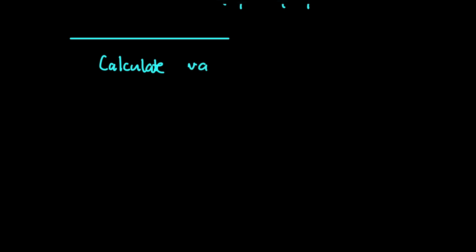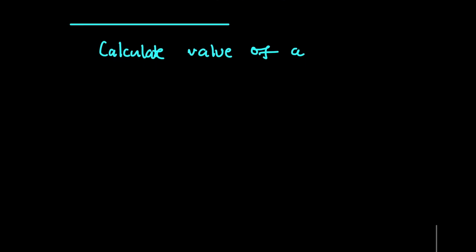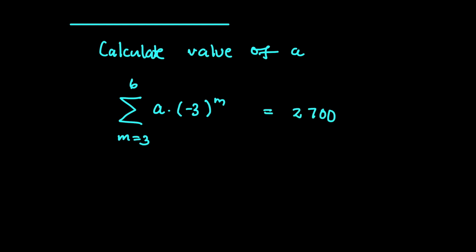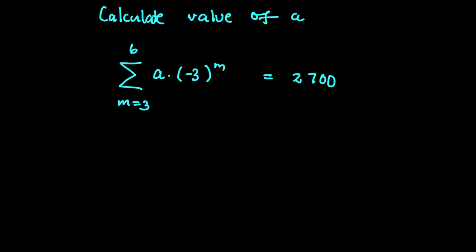So if you are told to calculate the value of A, in this case, and then you are given this, this is A times minus 3 to the m, from m equals 3 till 6. This now equals 2,700. So you need to expand this first of all, right?